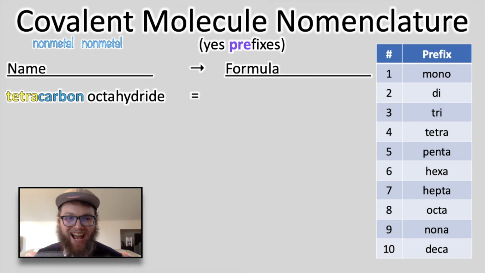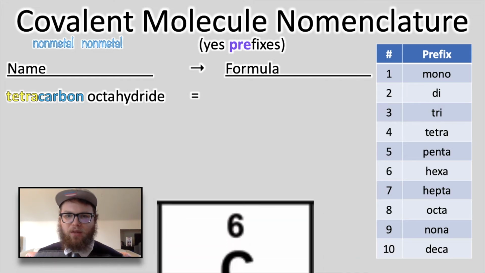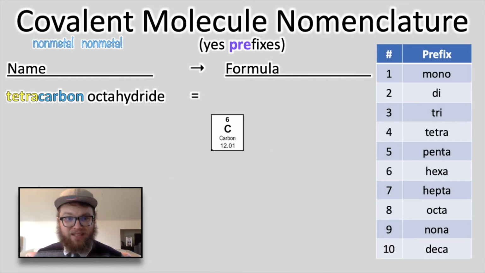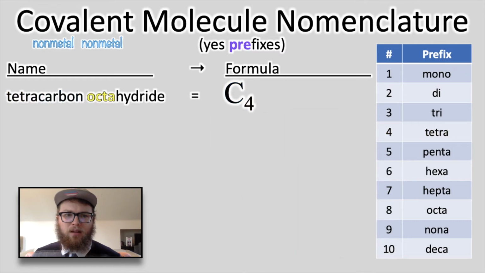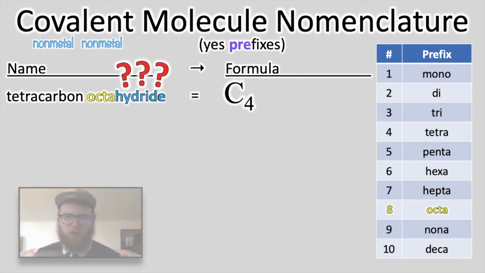So when I see tetracarbon, I know that carbon is C from the periodic table, and tetra is 4 from my prefixes. So I can write C4 for tetracarbon. Remember, in chemical formulas, subscript numbers after the symbol tell us how many of that atom we have. Let's move on to octahydride. I know octa means 8, and hydride, I don't know what hydride is.